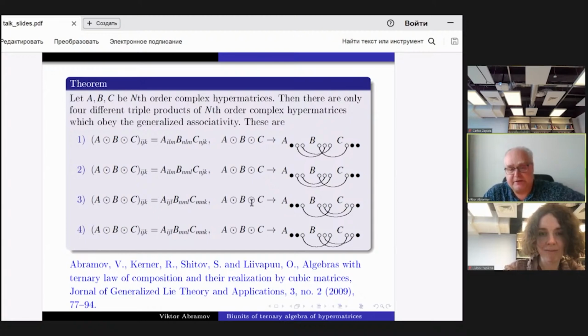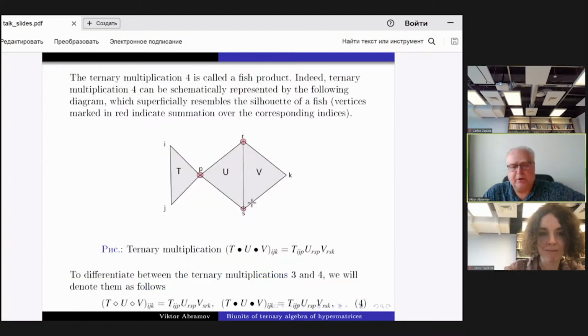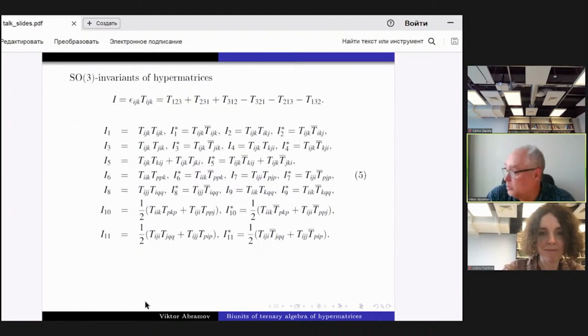I will consider this ternary product. And to distinguish between them, I will denote, maybe it's not very important. So I will consider this product. This is a fish product, but I will consider this one. So why? Because I was interested in SO3 invariants of hypermatrices.